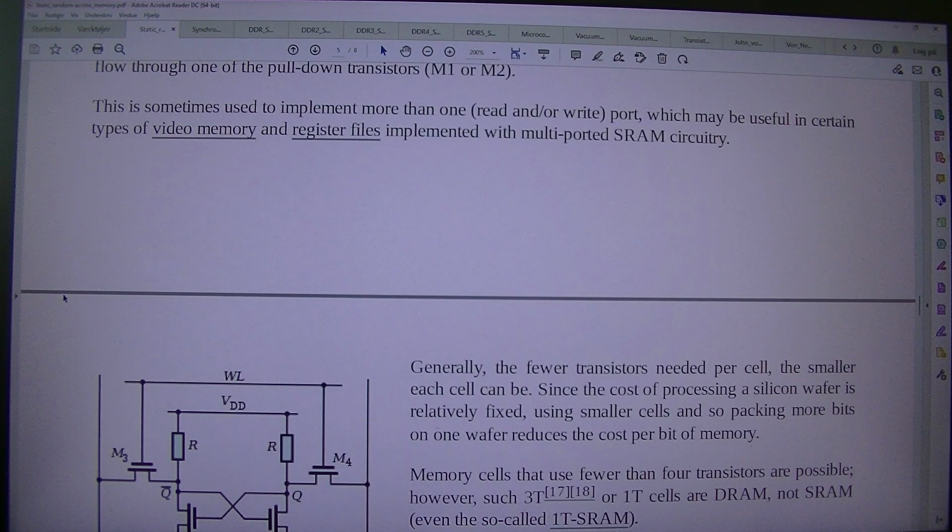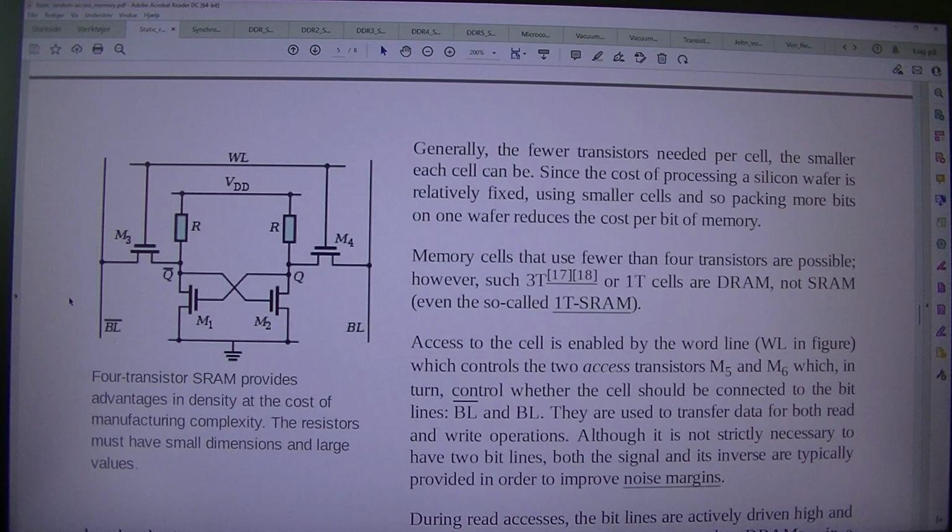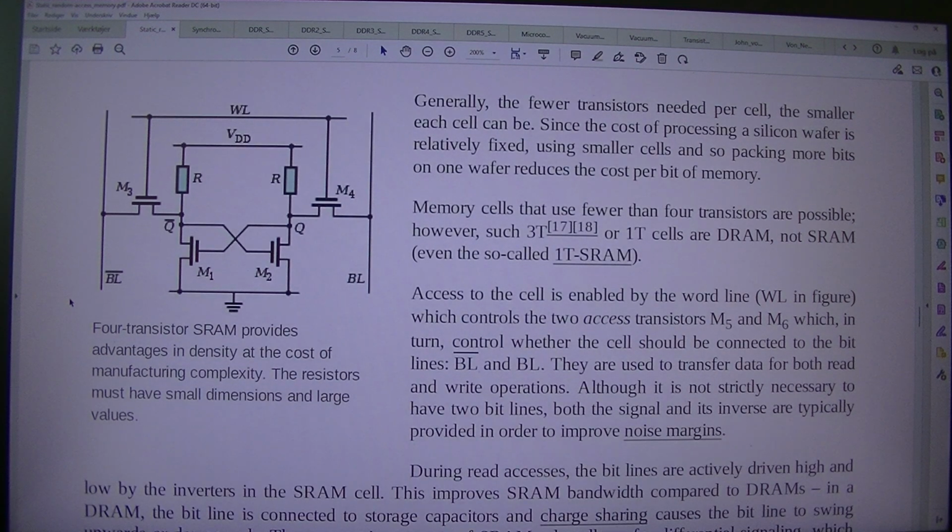4-transistor SRAM provides disadvantages in density at the cost of manufacturing complexity. The resistors must have small dimensions and larger values. Generally, the fewer transistors needed per cell, the smaller each cell can be. Since the cost of processing a silicon wafer is relatively fixed, using smaller cells and so packing more bits in one wafer reduces the cost per bit of memory.